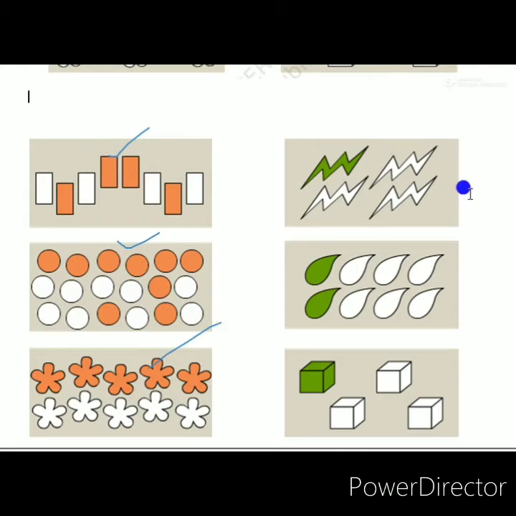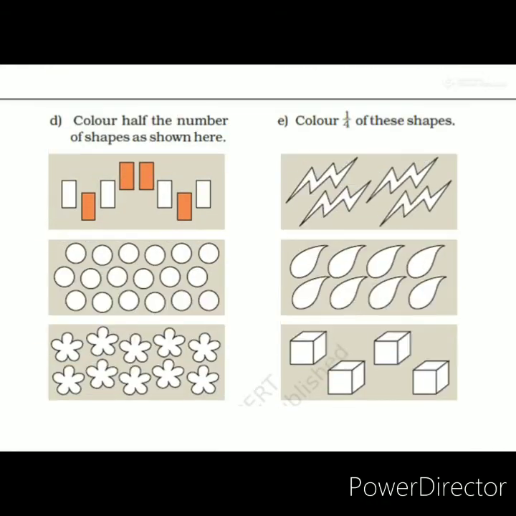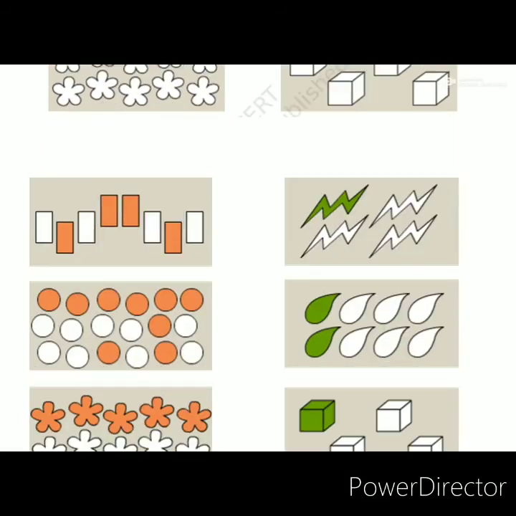Now the question E. In question E, 3 different shapes are given. From those shapes, we have to color 1/4 of these shapes. First one, there are 4 figures. 1/4 of 4 is 1. So from this we have to give color for one figure. That is the first one I have given.